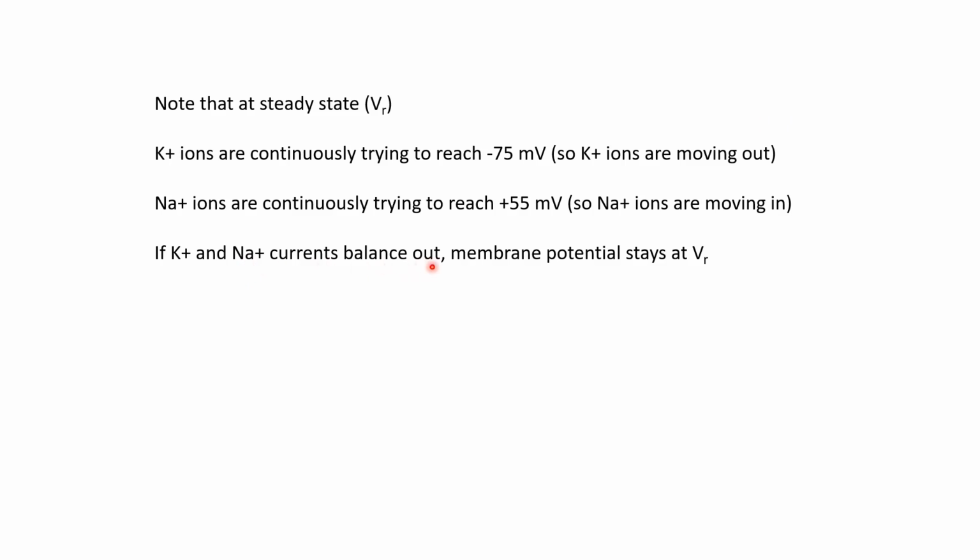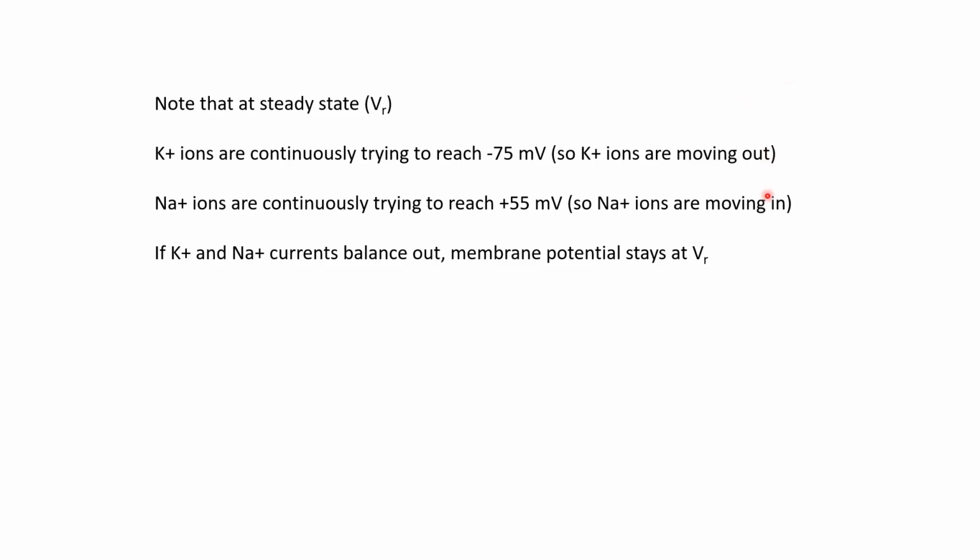So both the ions are moving, even though the membrane potential is not changing, because these two currents have balanced out. So the membrane potential does not change, even though sodium is trying to move in and make it more positive, and potassium is trying to move out and make it more negative. Although the net current is zero, the individual sodium current or the individual potassium currents are not zero. Both currents are present. It's just that these two currents are in opposite directions and they cancel out.